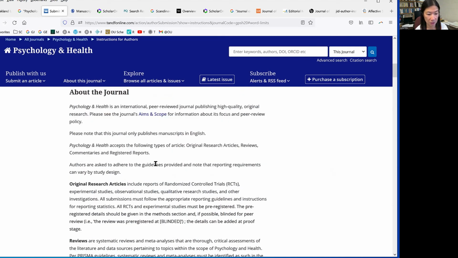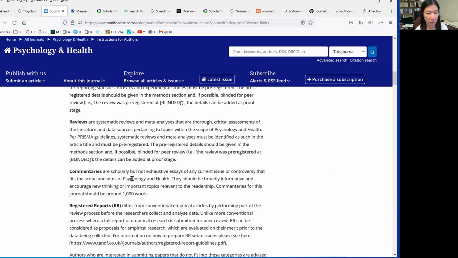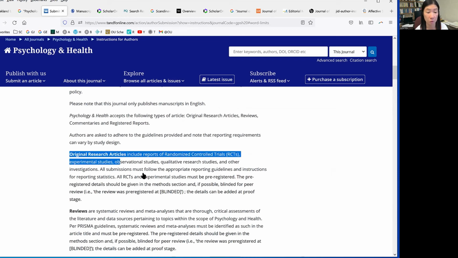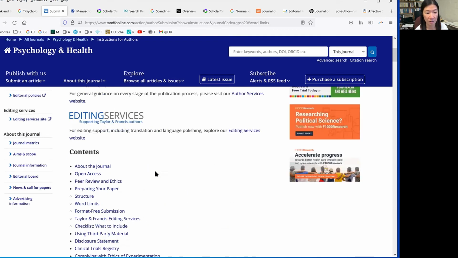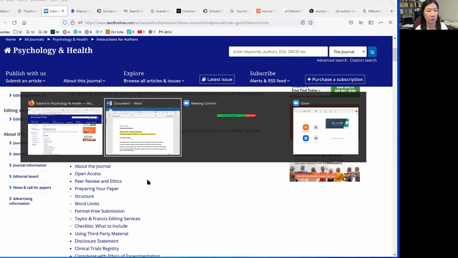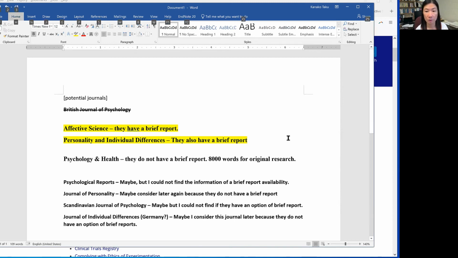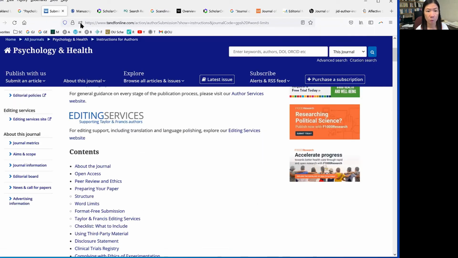They have four categories: original, review, commentary, and registered reports. So it has to be original research articles, and they allow us about 8,000 words. That's the word limit. They do not have any brief report. But if we go with that, at least there's 8,000 words for original research. So that's the only condition. So I still have these two. Okay, I wanted to have one more. I don't want to give up.